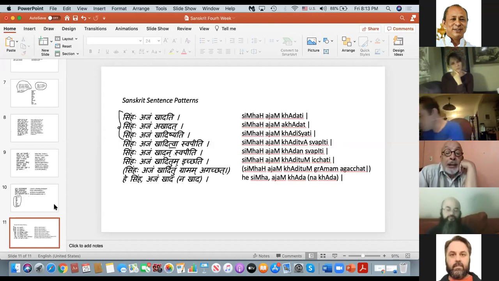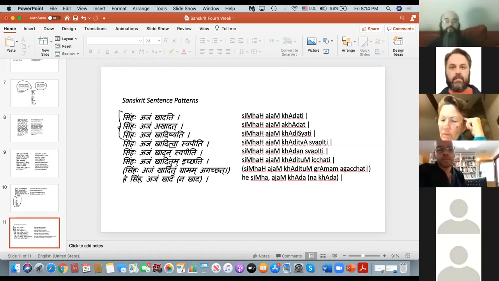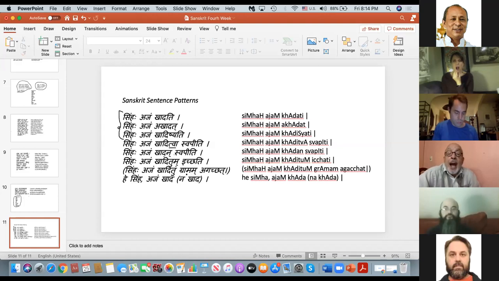But this khaditum, in order to, doesn't mean that it's a root verb. Khaditum, to eat. Gramam agachat, went to the village. The lion, to eat the goat, went to the village. Grama is village.